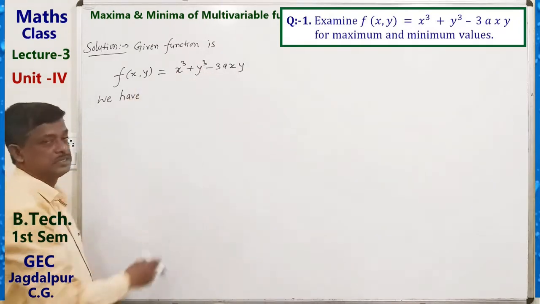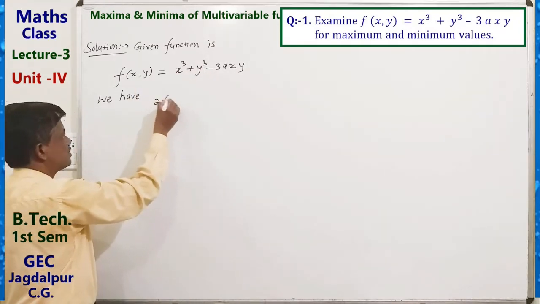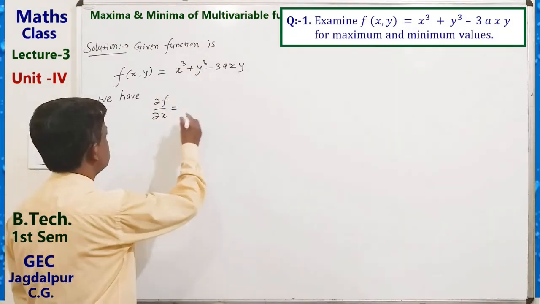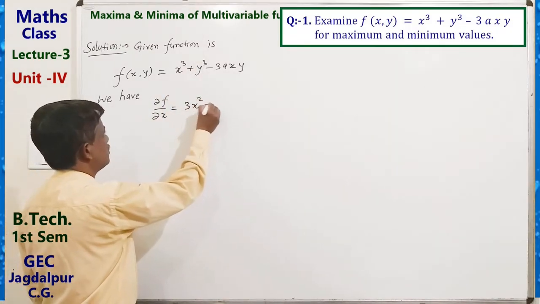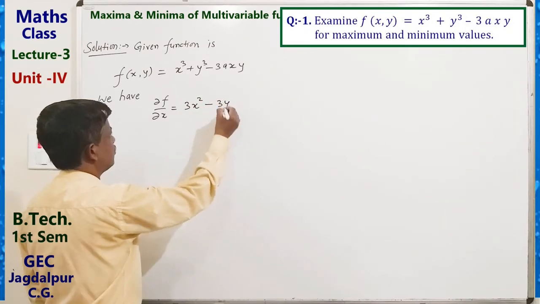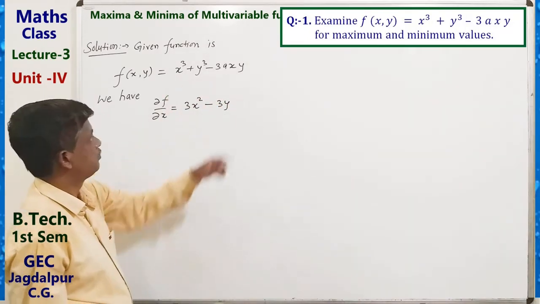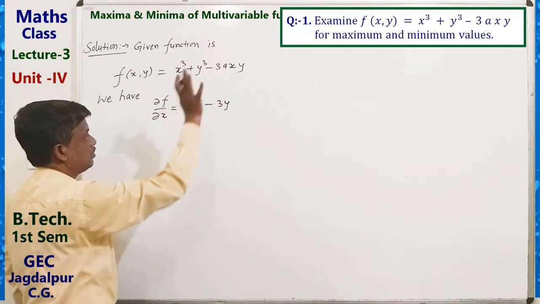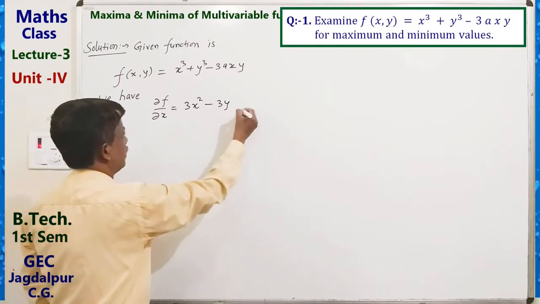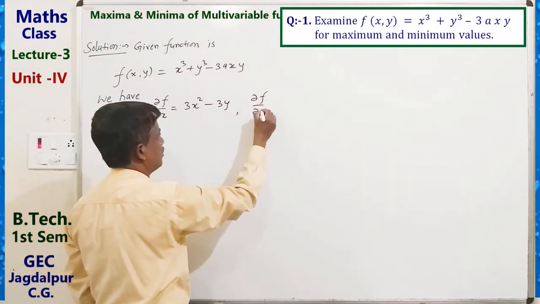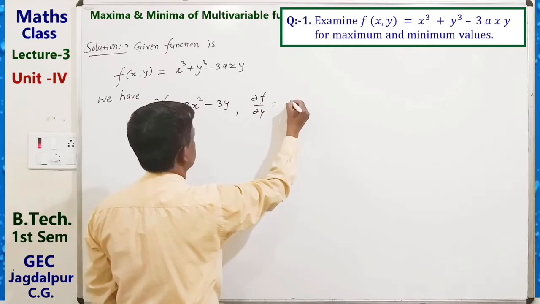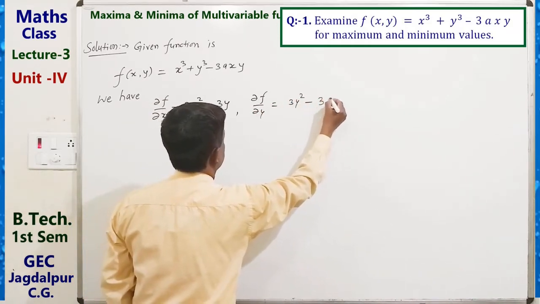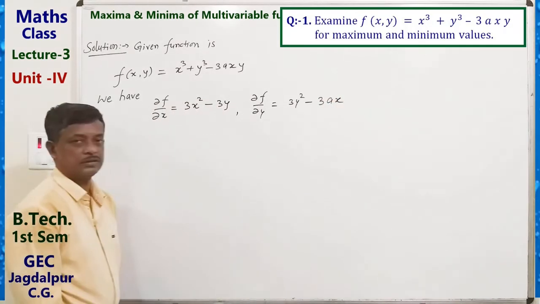So just differentiate it. Del f by del x, partially differentiating with respect to x, is equal to 3x square minus 3ay, because the other term is 0. And del f by del y equals 3y square minus 3ax. Clear?